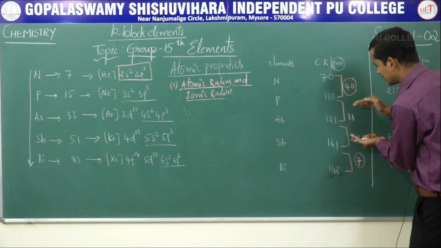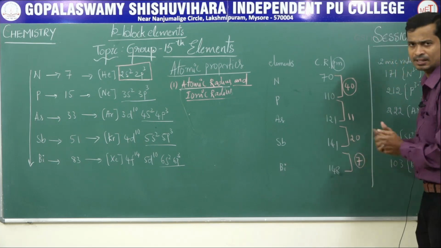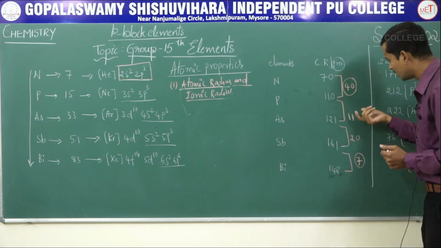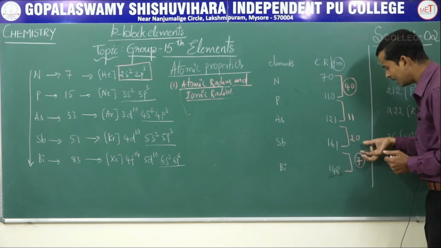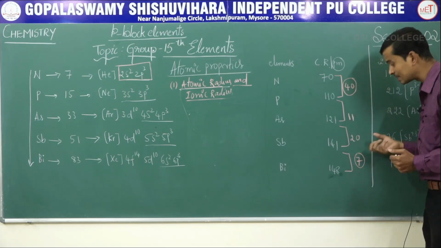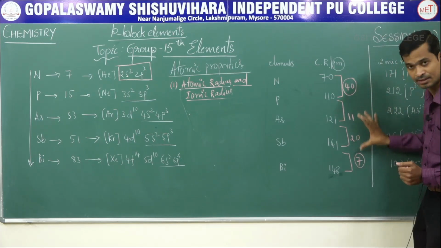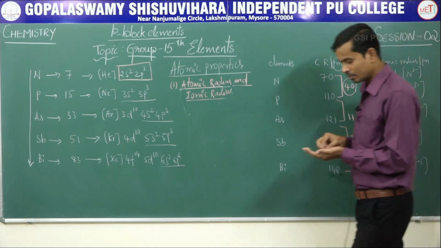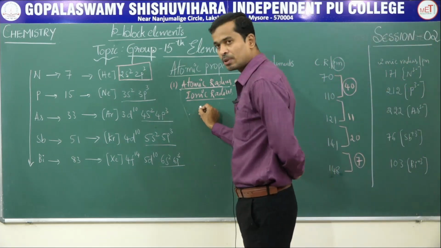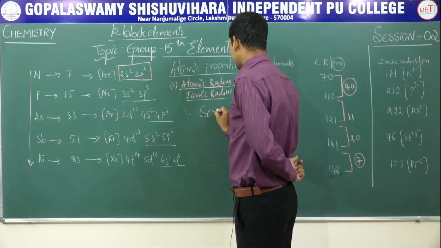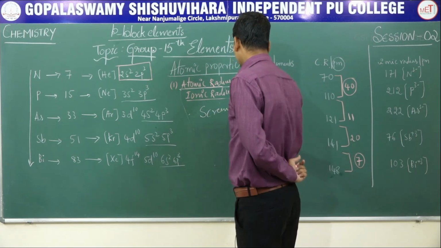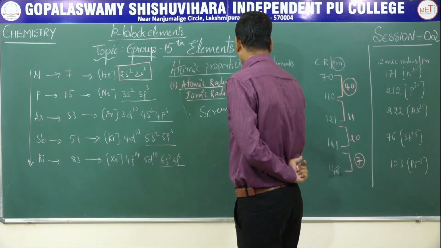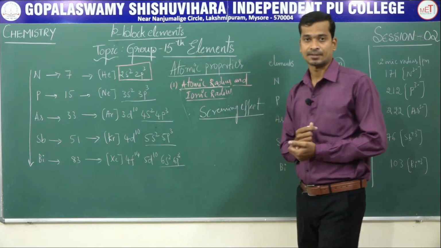Suppose here it is 40, then the next should have been 80, 100 and 110. Clear? Yes, the size increases, but the increase is not in a regular manner; going down, the difference decreases. Why? You have studied in your first PUC the screening effect, or shielding effect.